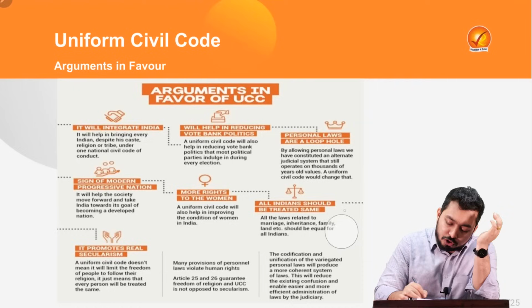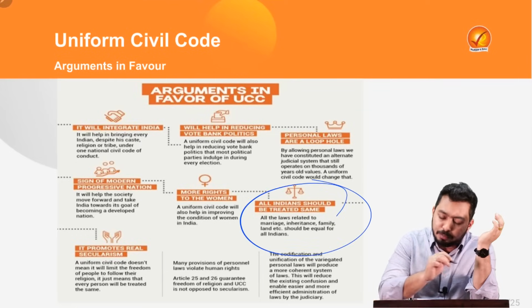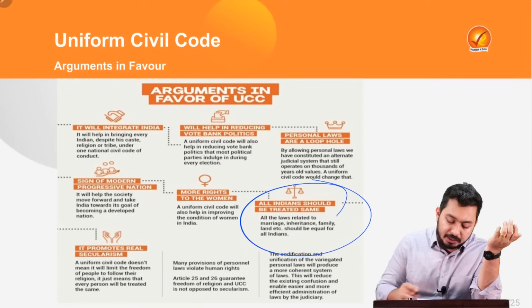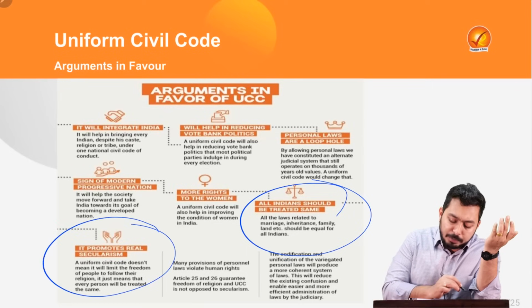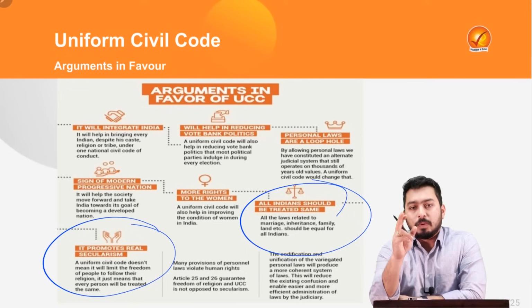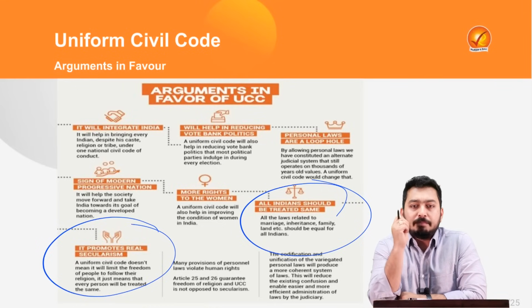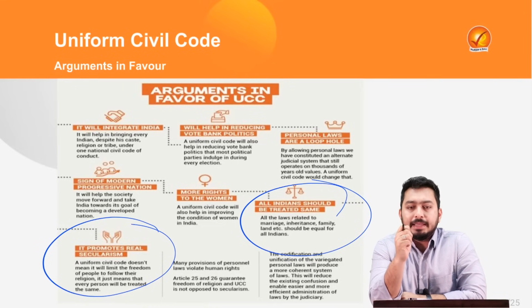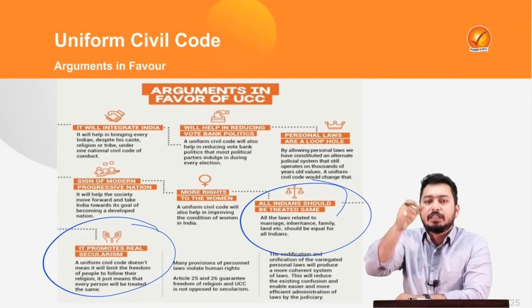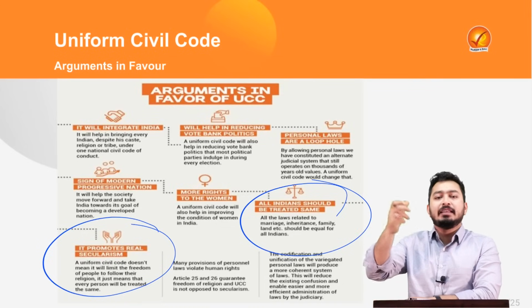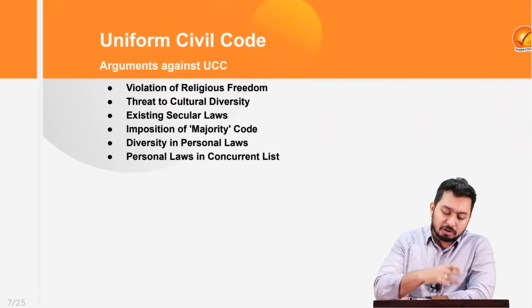Then all Indians should be treated the same, should be treated alike. Simple argument, but it's a very strong argument. It promotes a real secularism. So one part that they are saying is that real secularism means treating everyone equally, rather than creating small groups, creating different laws for them, and then making them vote banks. So these are the arguments.